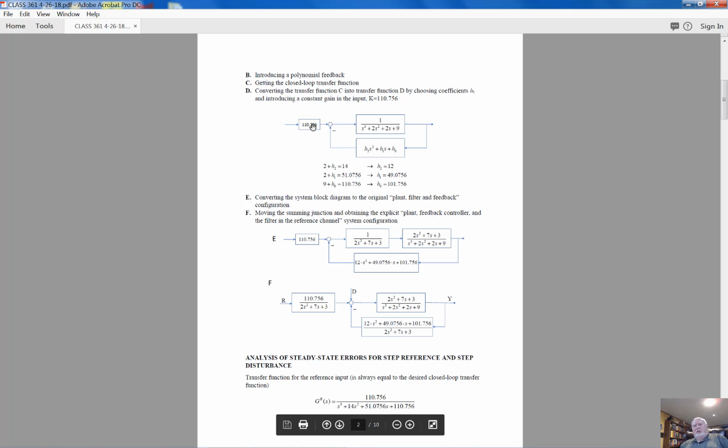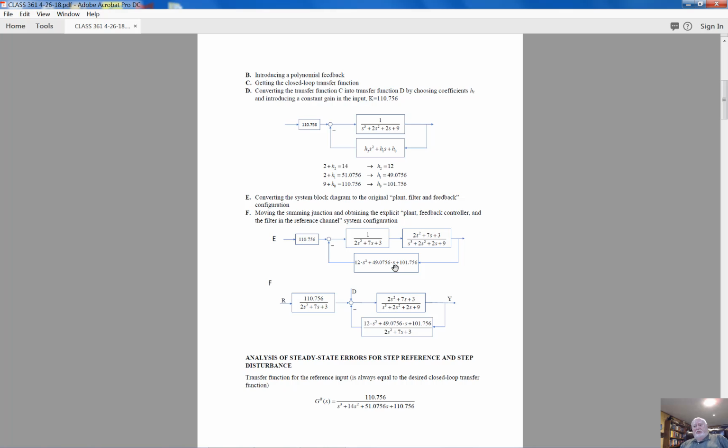Look at this. I introduced the constant gain. All right. Constant gain is equal to the zero order term from the desired characteristic polynomial. And then I equate coefficients of the polynomial denominator of this closed loop system to the coefficients of the polynomial denominator of the desired system, and I'm getting values for H2, H1, and H0.